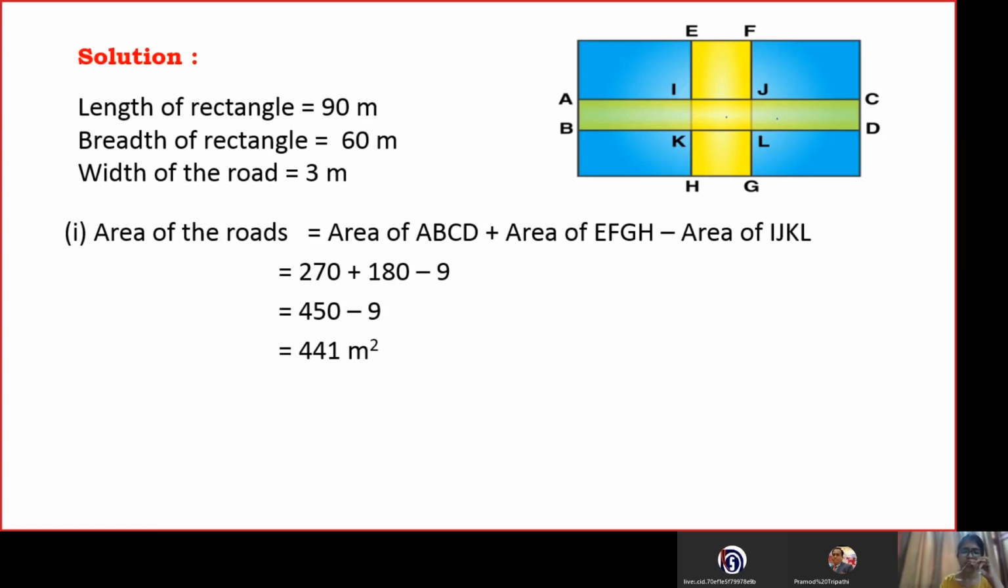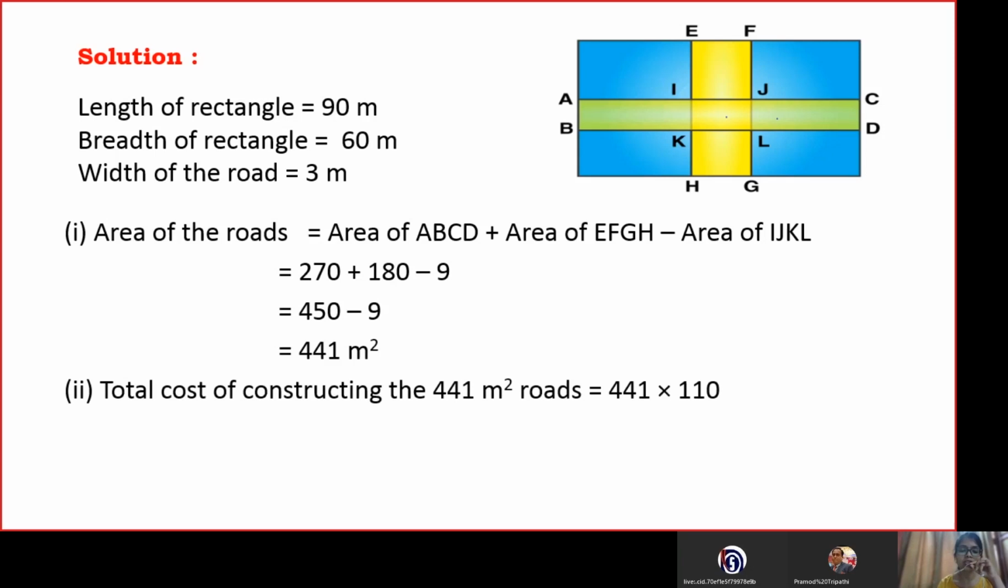The question is not complete yet. They also ask us to find out the cost. So the total cost of constructing the roads will be the area multiplied by the rate. The rate means cost per meter square. Cost of constructing the road per meter square was 110. Multiply it with the area. So you will get the total cost as rupees 48,510. I hope I am clear to all of you.